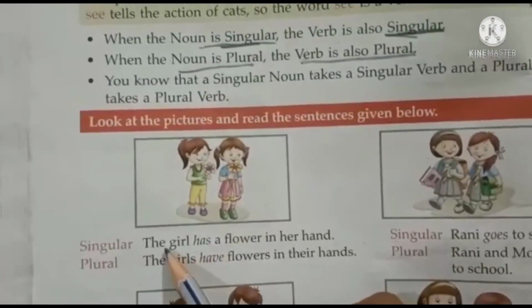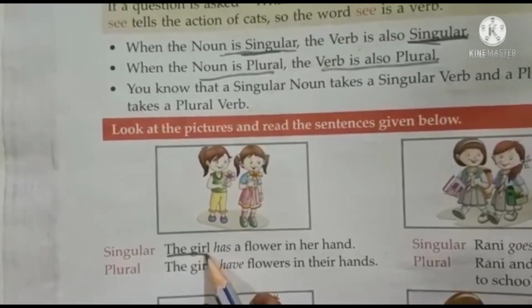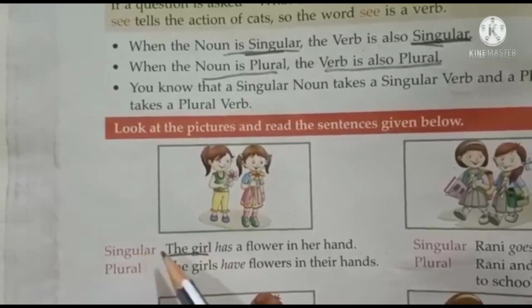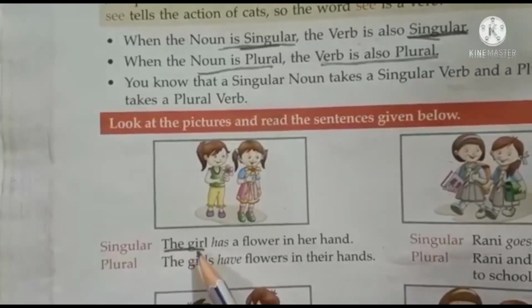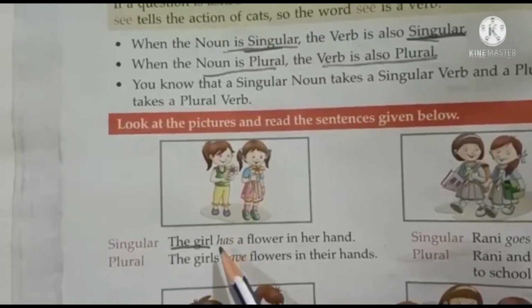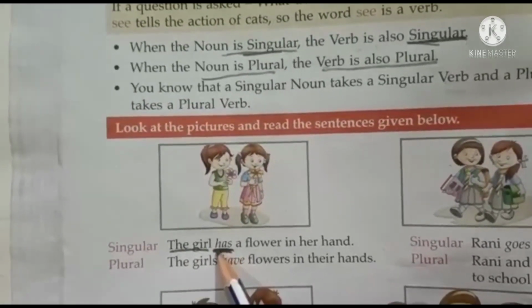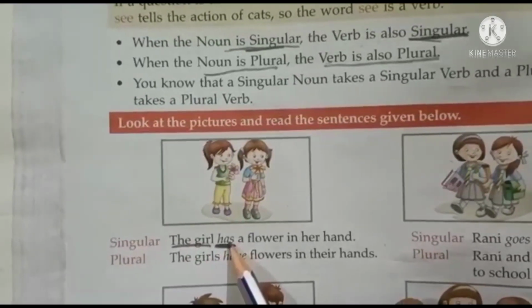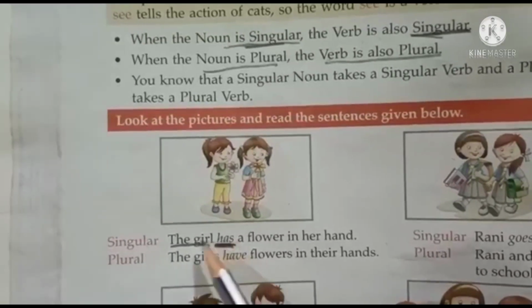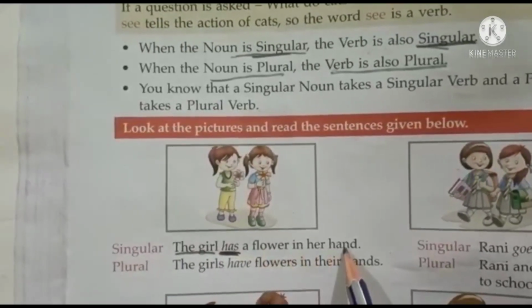Here see children, the girl. Now the girl means we are talking about one girl, singular. This is a singular sentence. So the girl means one girl. So the verb here, this is the verb, H-A-S, has. Has is also called a helping verb. So if the noun is singular, the helping verb will also be singular. The girl has a flower in her hand.